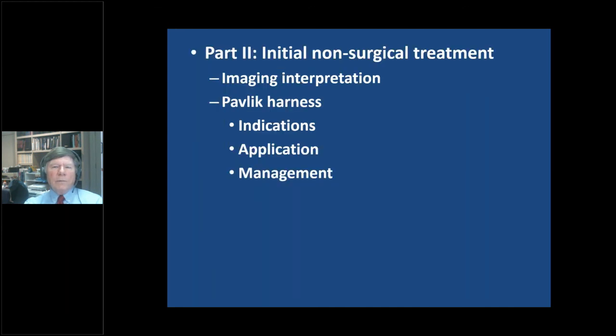And if you want to, come back someday and we'll do part 2, which is actually initial non-surgical management. This is where we can teach primary care physicians and healthcare providers about imaging interpretation, Pavlik harness, indications, applications, and management. Again, this is a validated teaching program, and you can be tested on it and get a certificate.